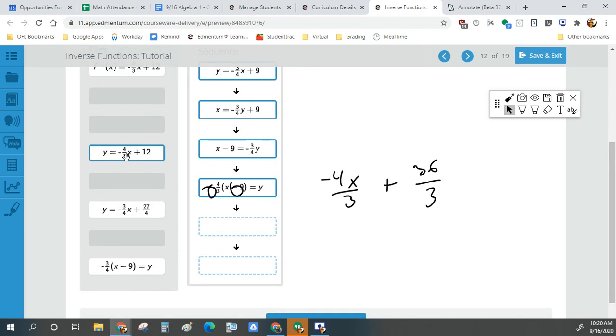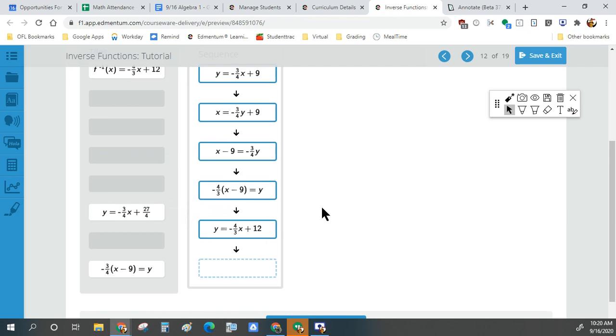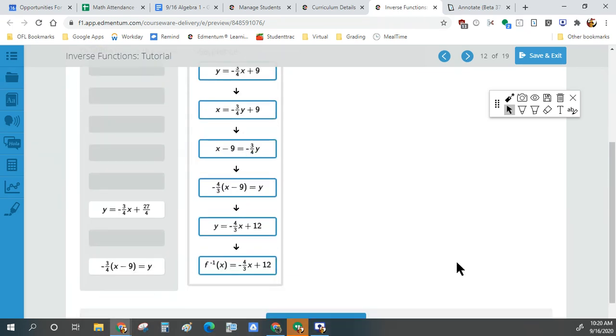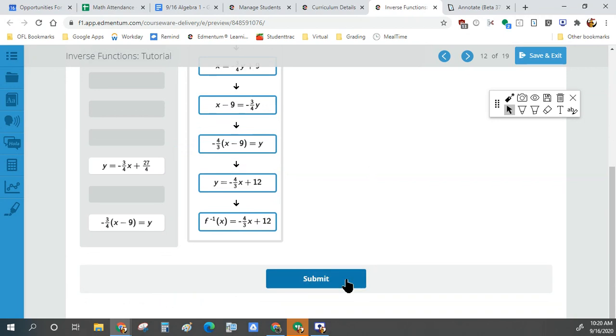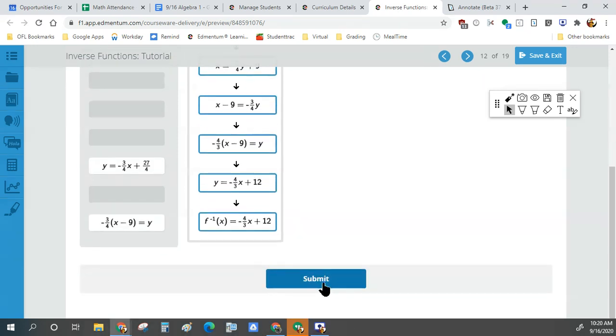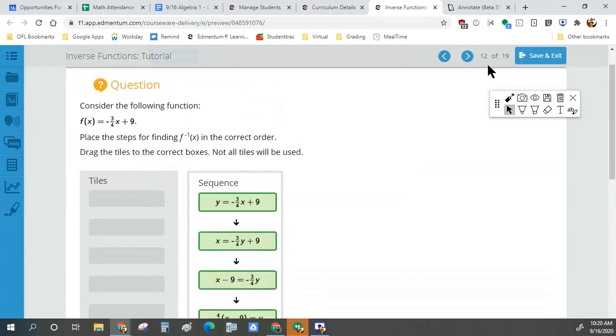So if you ever have trouble with these, let me know. Sometimes Edmentum is just dumb, and I won't mark you off for it because we all need help from time to time. Last step, change it to inverse. Is this making sense to everybody? Like how to do it? I don't want to see you just putting the tiles in randomly. Cool. All right, so that's slide 12.